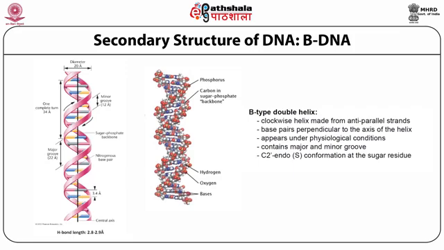You can see that one complete turn of this DNA helix involves a 3.4 nanometer pitch length, and the diameter of the helix is around 2 nanometer. It also involves two different kinds of groove sites, the minor groove and the major groove, and as we know, this is where the sugar stays in C2 endo conformation.